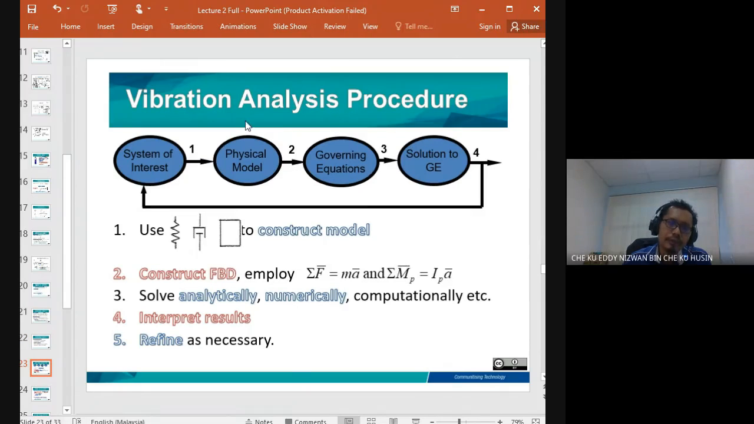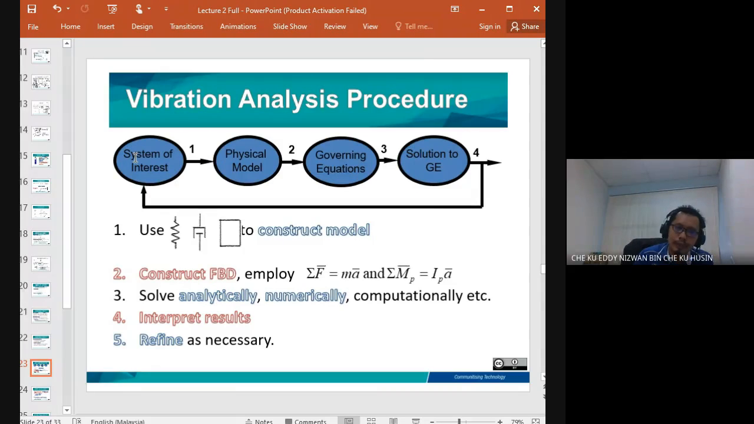Okay, so now this is the vibration analysis procedure. This is the step by step to solve vibration problems. First, there is the system of interest. So what kind of vibration do you want to study? Say you want to study a spring mass system.